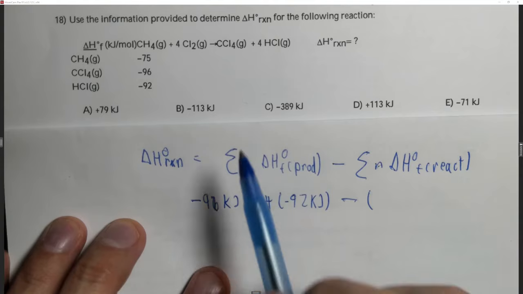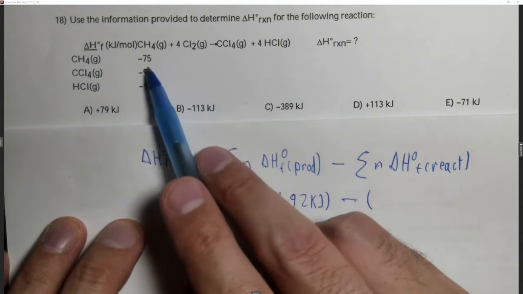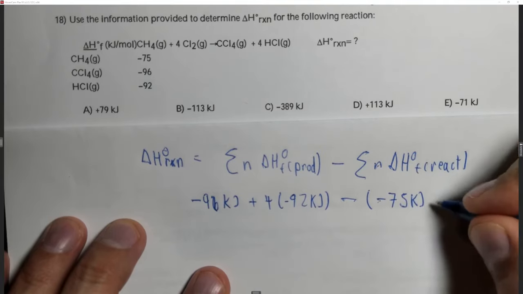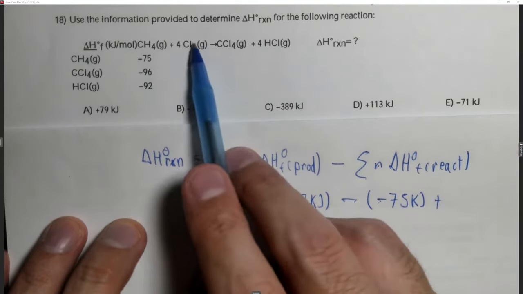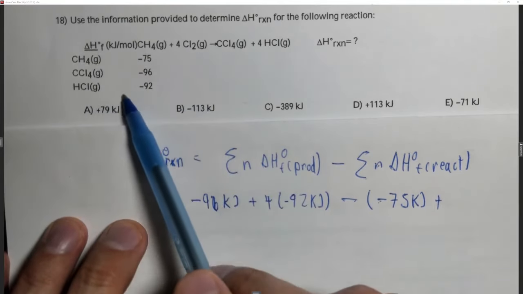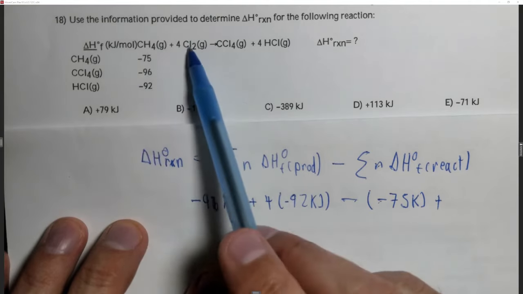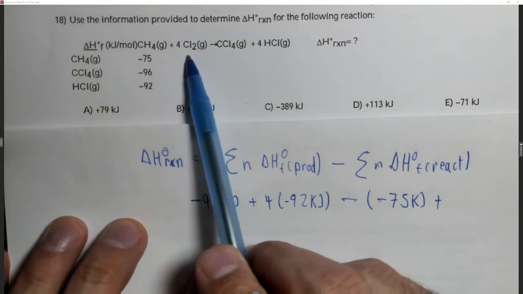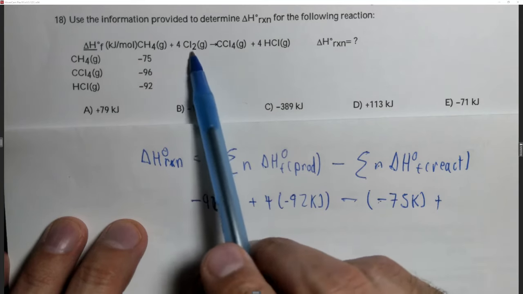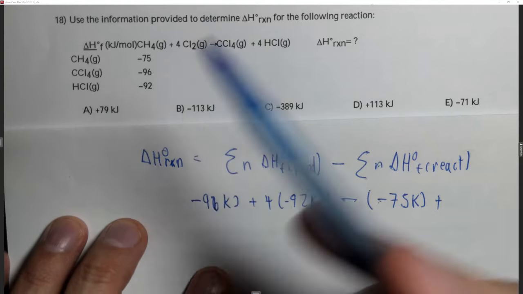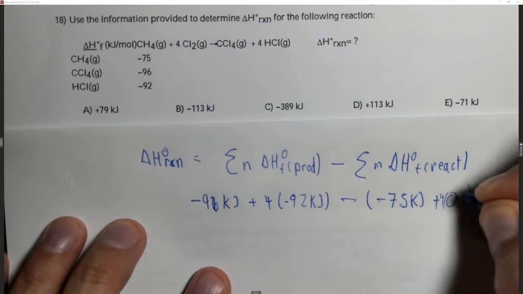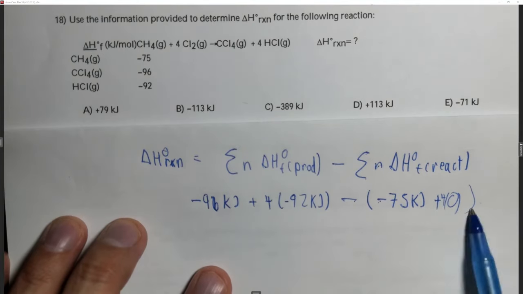Minus the first reactant is CH4, and there's only one of them. So we put in minus 75 kilojoules plus Cl2. Now here's the problem. If we look at the enthalpy of formation, Cl2 is not listed. And the reason for that is Cl2 has an enthalpy of formation of 0. By definition, the enthalpy of formation of elements is 0. So therefore, this is just 0, so minus 75 plus 0, or just nothing. Or even if you want 4 times 0, which is still just 0. All right, so it's still just nothing.